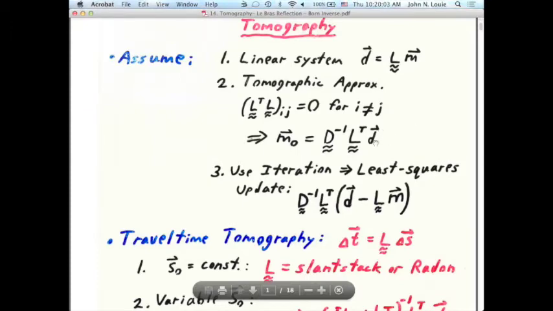So we have defined the forward problem, and under the tomographic approximation, here's the inverse problem. And what Claerbout is going to say all through the PVI book is that the tomographic approximation really is taking the off-diagonal elements of L transpose L to be zero. It enables you to very effectively and very usefully approximate the inverse of L, right?